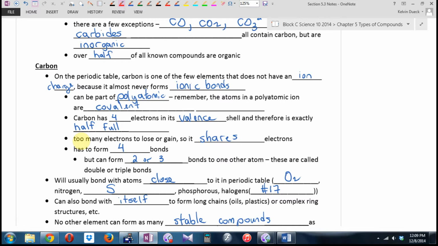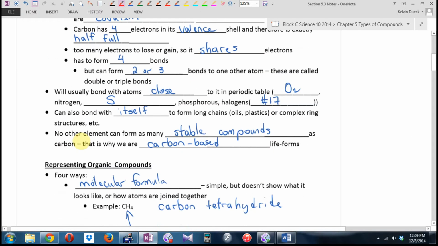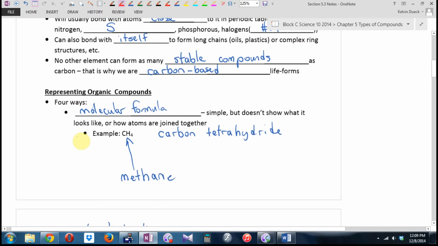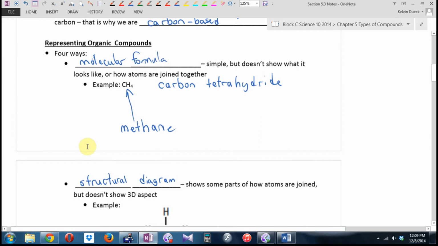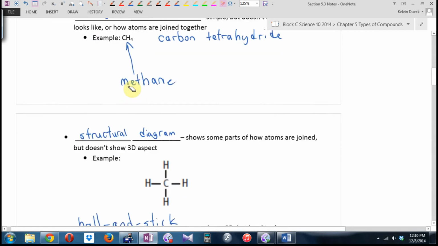Much like everything that I'm teaching you, everything I'm teaching you is technically wrong. Representing organic compounds. We said that the first way is the molecular formula, CH4. This is called methane, or methane if you're British. 1 carbon, 4 hydrogens. It's called carbon tetrahydride if you wanted to go with the covalent name. But this is actually a type of gas. These have special names.